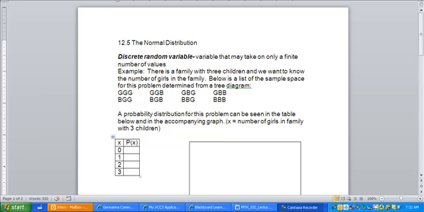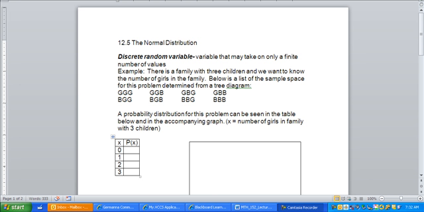Today we're taking a look at section 12.5 on the normal distribution. And first of all, we take a look at two different kinds of random variables. We begin with the discrete random variable, which is a variable that may take on only a finite number of values. And so what we'll do is we'll begin with an example that we've looked at before.